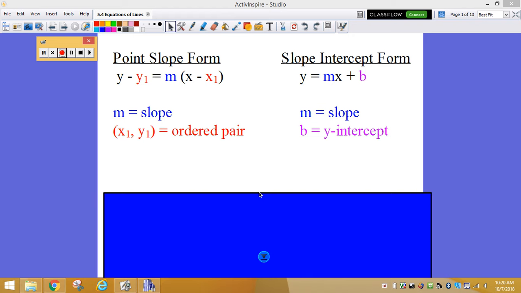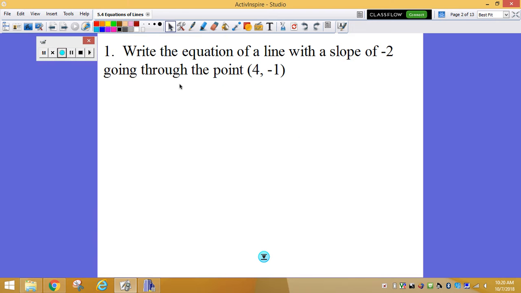If you will pause the video and write all of this down, you need to know the point-slope form and the slope-intercept form. And those little ones, that y1 and x1 on point-slope form, that's important. Okay, so write all of this down. And then we're going to go through it. Okay, hopefully you wrote it down.